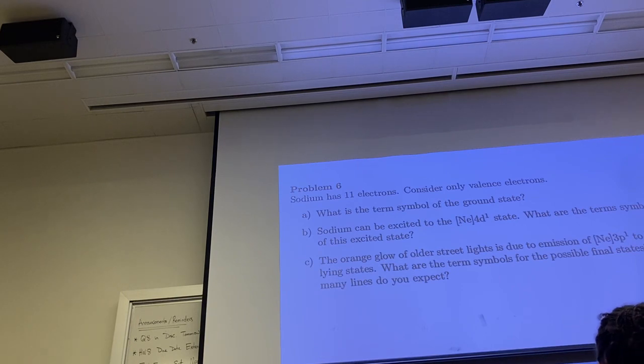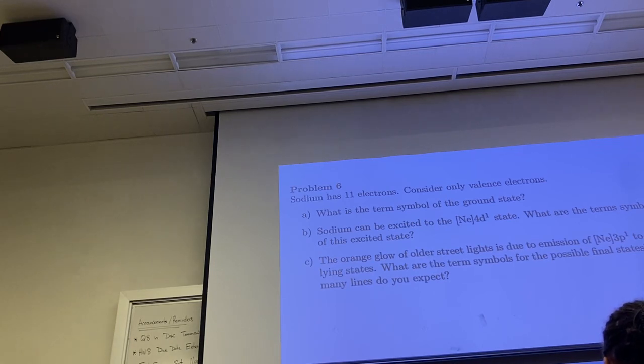Next question. The orange glow of older streetlights is due to the emission of an electron that sits in the 3p orbital and falls down to a lower lying orbital. What are the term symbols for the possible final states, and how many lines do you expect? Okay, let's visualize this. That's helpful. So I have my 3s, then I have 3p, and apparently the electron sits in the 3p.